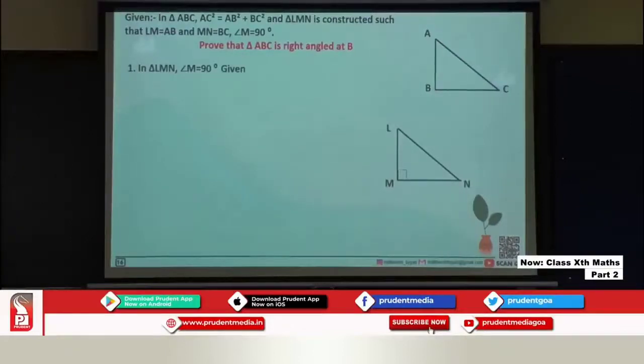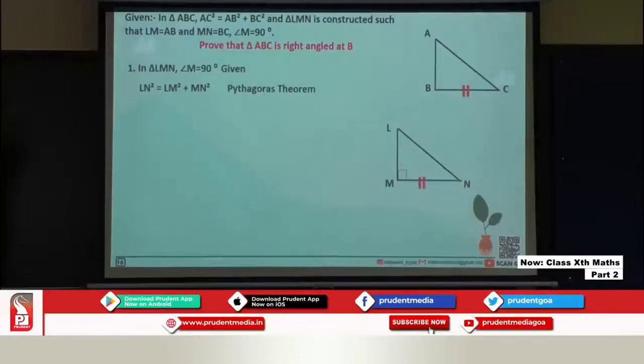In triangle LMN, angle M is 90 degrees. It is already given in the statement. Next, if there is a right angle triangle, I know how to locate the hypotenuse, and once I do that, I can write the Pythagoras theorem, because there is a 90 degree angle. So it would become LN square is equal to LM square plus MN square. Now, what did we use over here? We used the Pythagoras theorem.